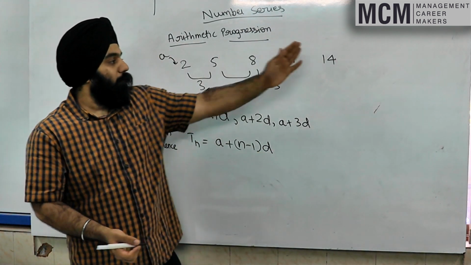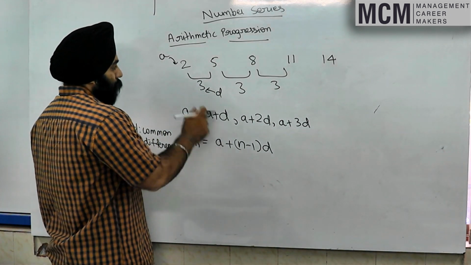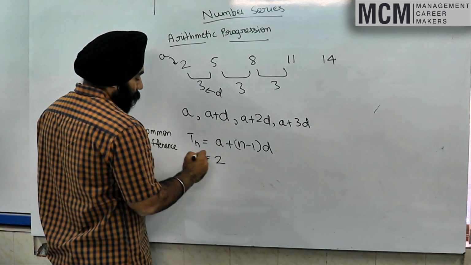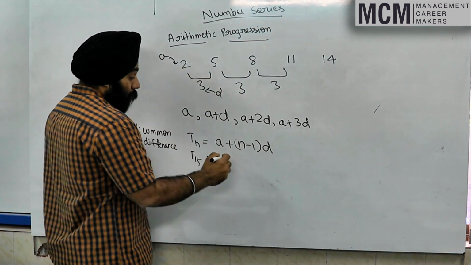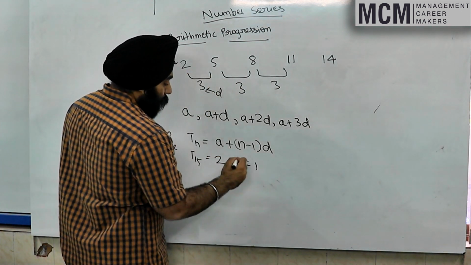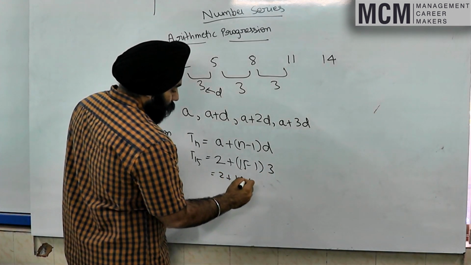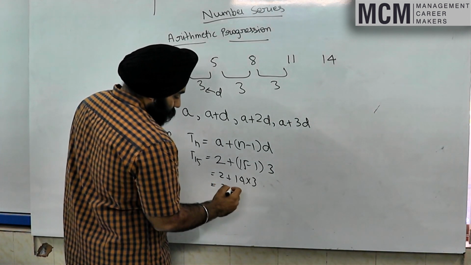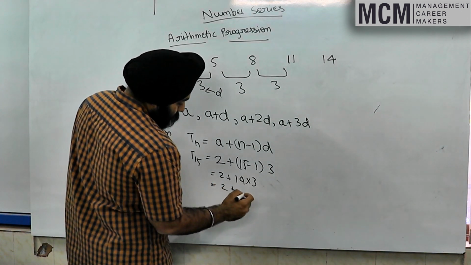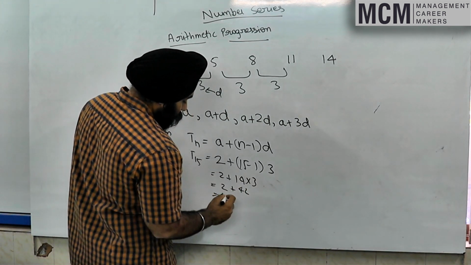So say you want to find the 15th term of this series. You know the first term is A, which is 2. For the 15th term, it is 15 minus 1, into D. So you have 2 plus 14 into 3. 14 into 3 is 42, so 44.